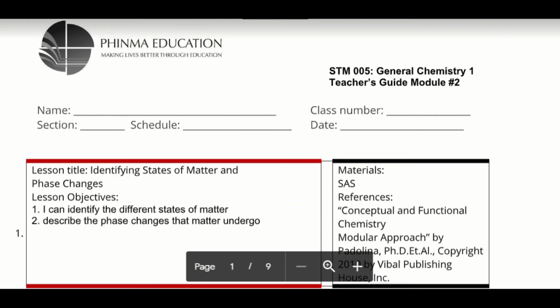Identifying the states of matter and the phase changes. Before we delve in, let's have our lesson objectives. So by the end of this discussion, you can say that yes, I can identify the different states of matter, and yes, I can describe the phase changes that matter undergo.